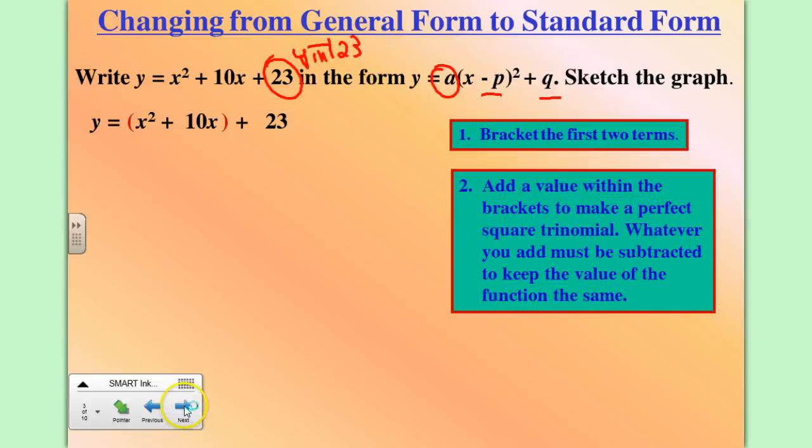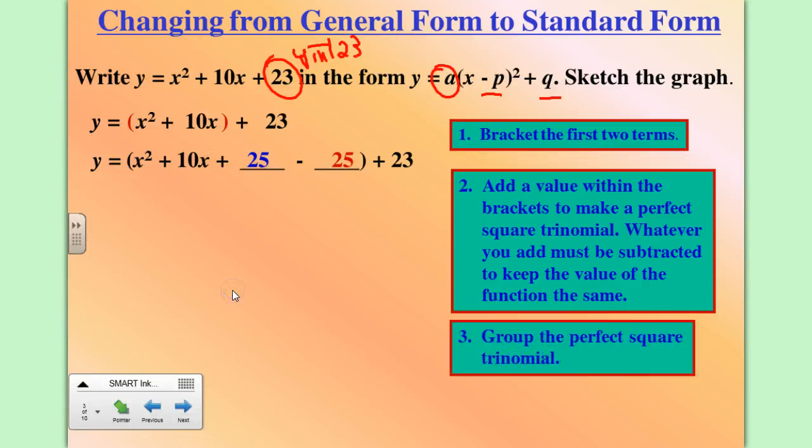The second thing we do is we add the value we need to make it a perfect square. I need to add, what do I need? I need to add 25. But the legal thing to do is to subtract 25 at the same time. Why? Because in the end, you've got to be able to get back to what you had, okay? You can't violate the fact that this is completing the square, okay?